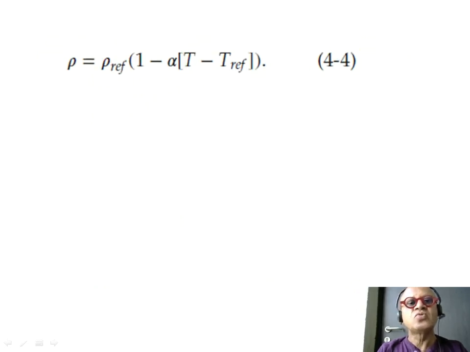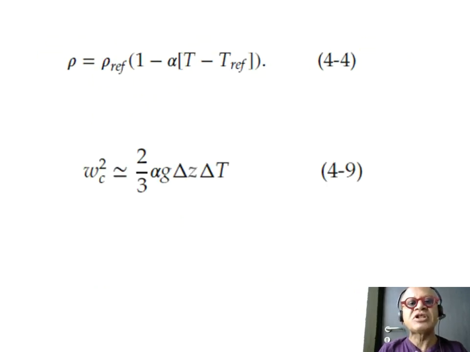Okay, so using our temperature relation of density, we can then estimate wc squared in terms of thermal expansion, gravitational constant, change in the height involved in the convection, and change in the temperature involved in the convection. Why do we want to do this? Because we said hydrostatic balance, where vertical motions are very small. So what are actually the vertical motions involved?